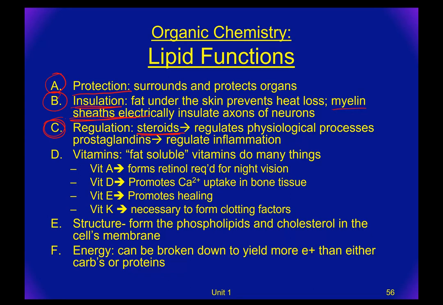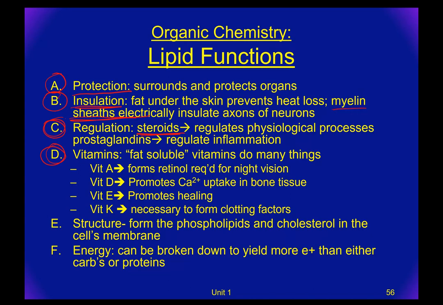For women, we have estrogen and progesterone that are also steroids that help us to go through our menstrual cycle and help us to develop the lining of the uterus, prepare an egg for release, and prepare our body for pregnancy. These are regulatory physiological functions that our body has, and they're being controlled by those lipids, those steroids.